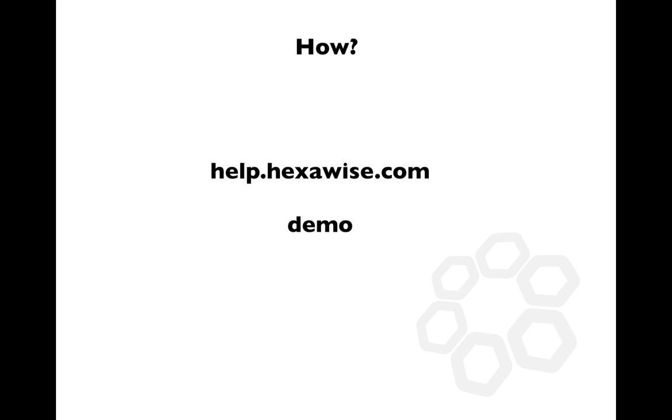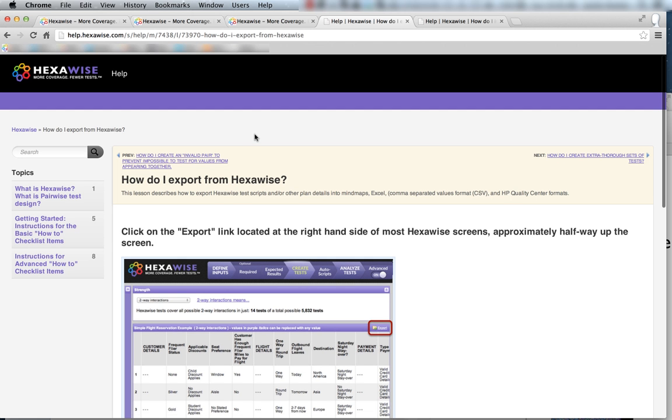Let's now move to how these mind maps can be created. Let's first go to help.hexawise.com. That can answer a lot of those kinds of questions, and then I'll give a quick demo as well. So whenever you have these kinds of questions, you can always go to help.hexawise.com and search for the appropriate term.